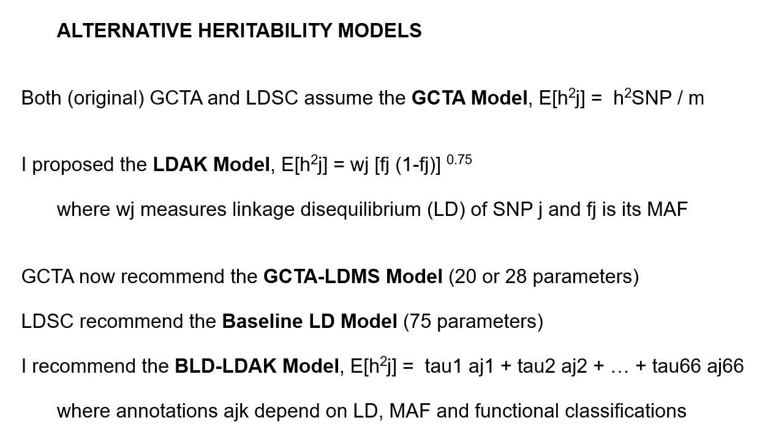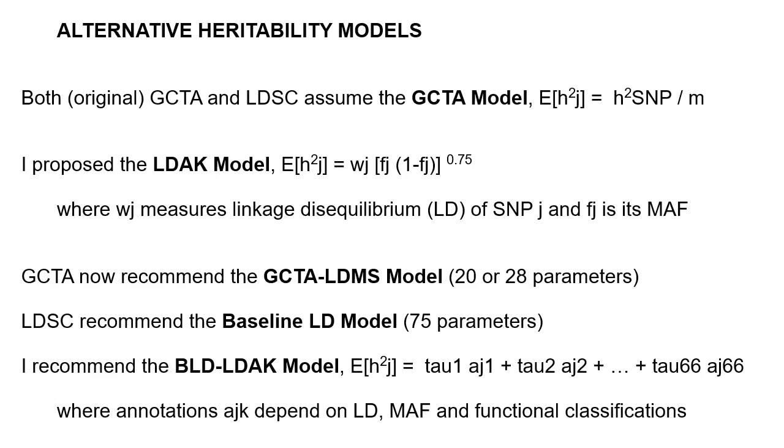And so specifically, the LDAK model assumes that SNPs which are in regions of lower LD, or which have higher minor allele frequency, tend to contribute more heritability than SNPs which are in regions of higher LD, or which have lower minor allele frequency. So GCTA authors have also proposed a new model, the GCTA-LDMS model. The authors of LD score regression have proposed a new model, the baseline LD model. And I've also proposed a new model, this BLD-LDAK model.